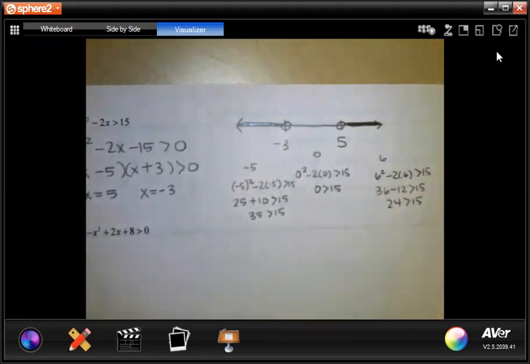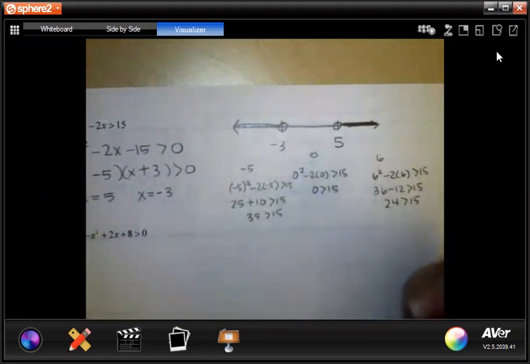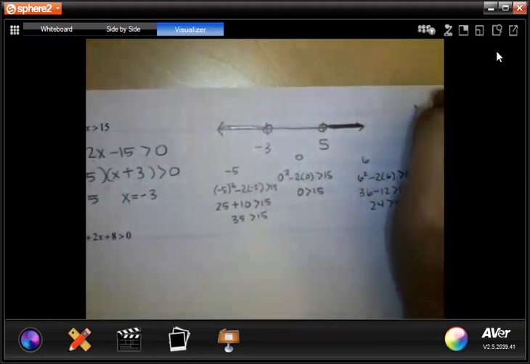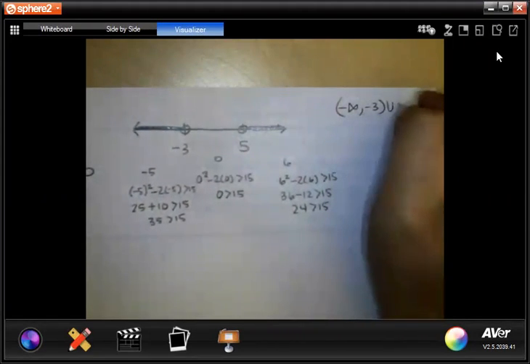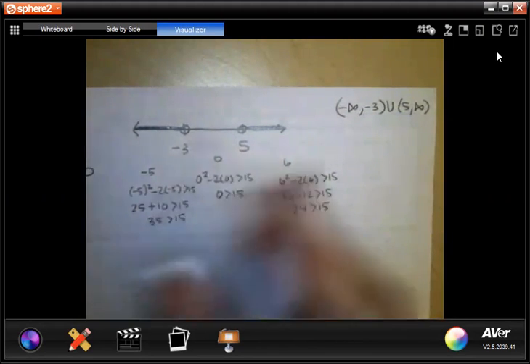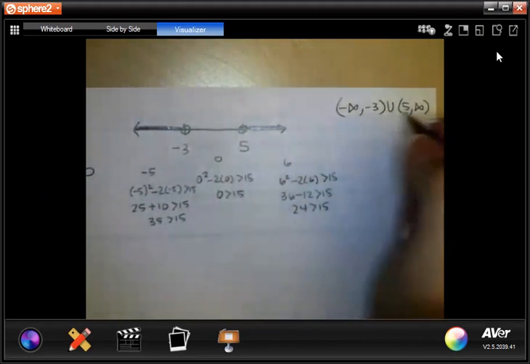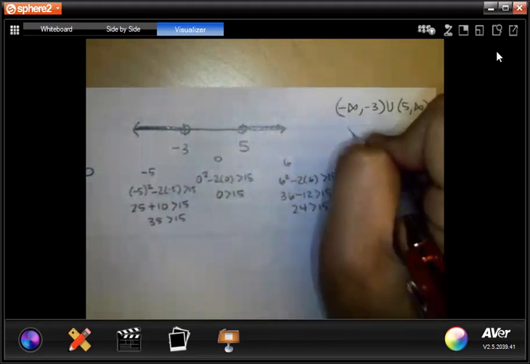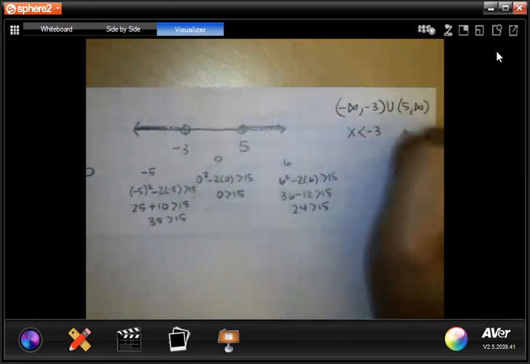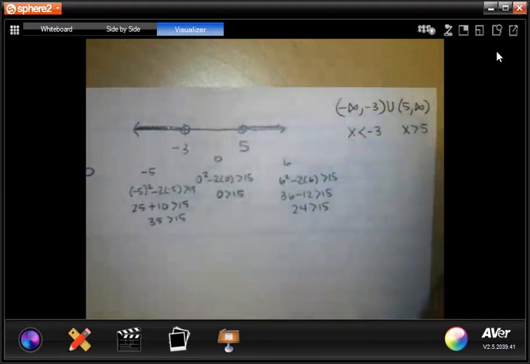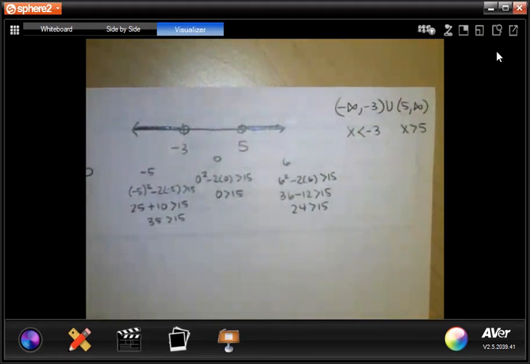If I wanted to represent this graph as my solution set, I can say two different things. I can say negative infinity to -3 with both of them using parentheses, and the union of 5 to infinity. That would be my solution set if I did it in interval notation. And then if I did it in inequality, I would say x is less than -3 and x is greater than 5. So there are our answers for those.